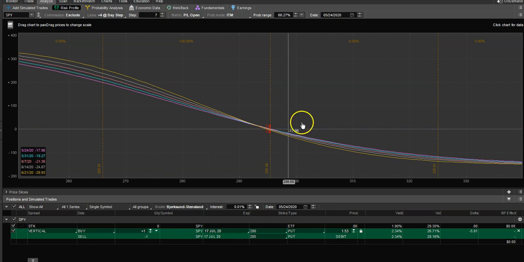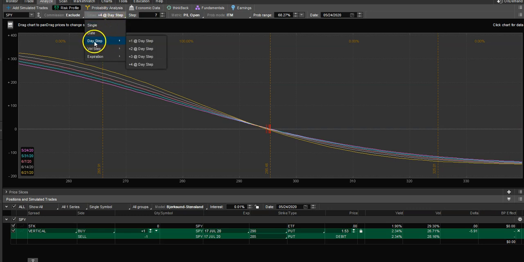Once you do that, it's going to take you to this screen, the Analyze tab and the Risk Profile. Once we're at the Risk Profile, me personally, I like to drop this down and change it from day step to 4. What this does is it gives us this little box, and it gives us how much everything's going to be worth, give or take, on a specific date.